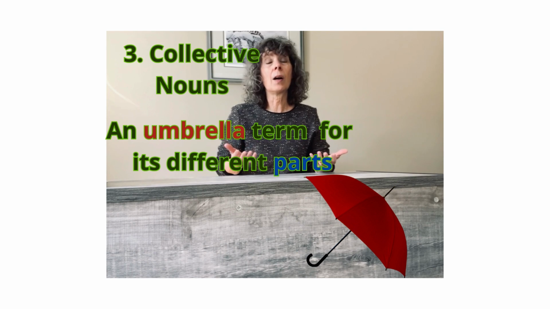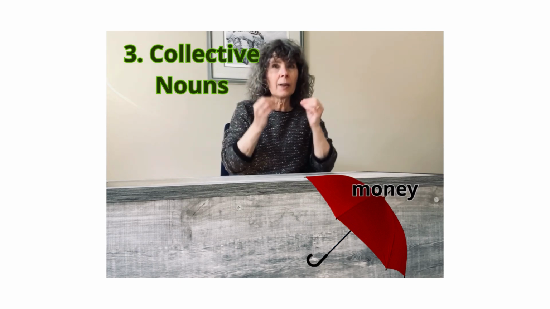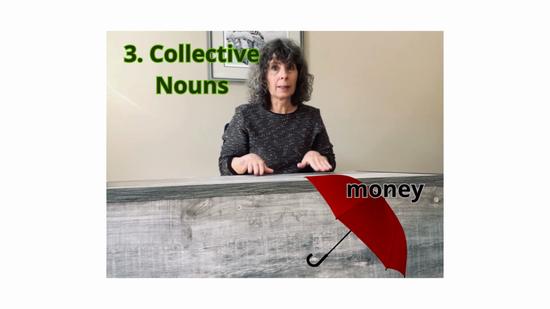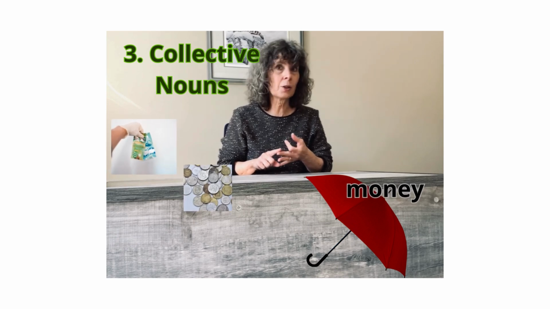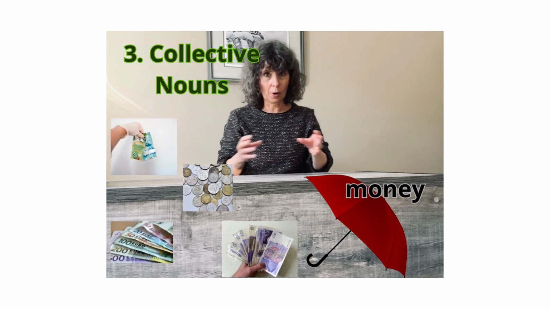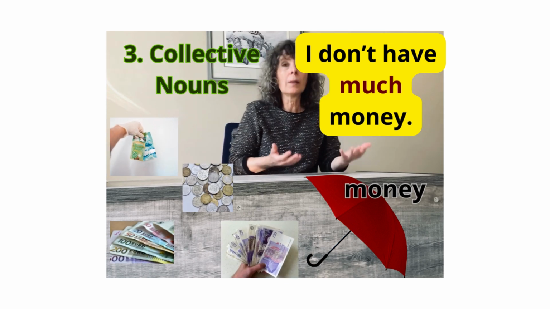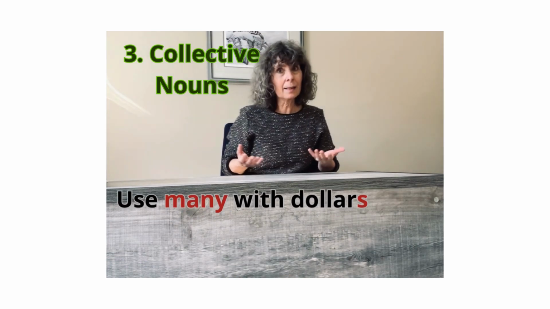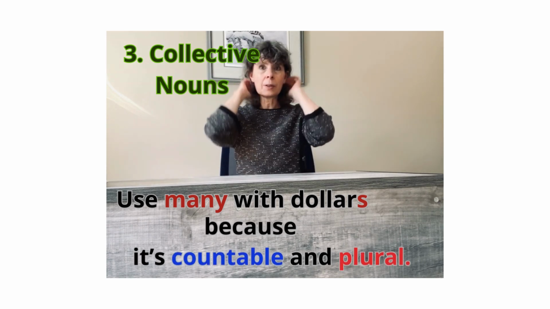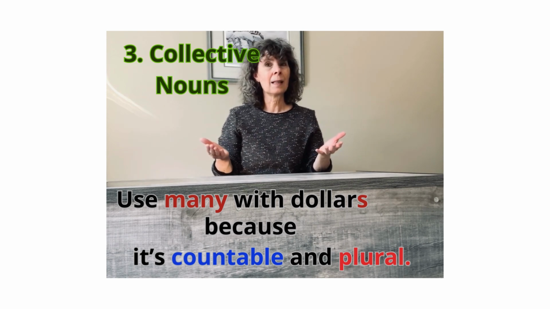Another example of a collective noun is money. In English, you cannot count money. However, you can count the components inside the umbrella term. You can count your dollars, your cents, your euros, your pounds. So those are countable. So I don't have much money in my wallet, but at home I have many dollars. Again, I'm using many for dollars because A, it's countable, and B, it's in the plural. So that is the rule for much and many.